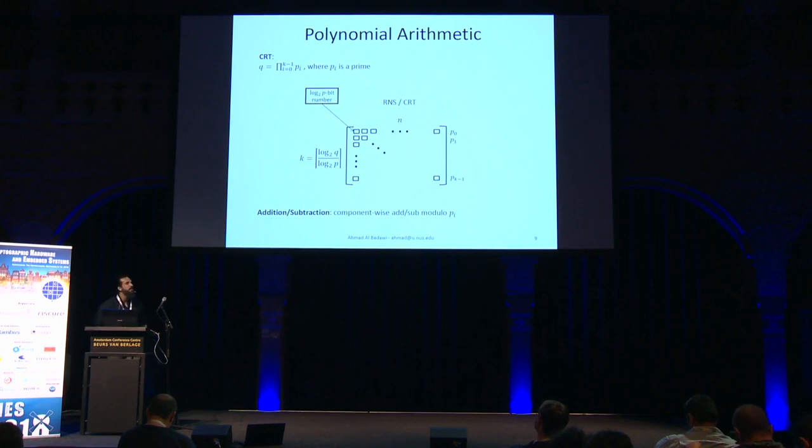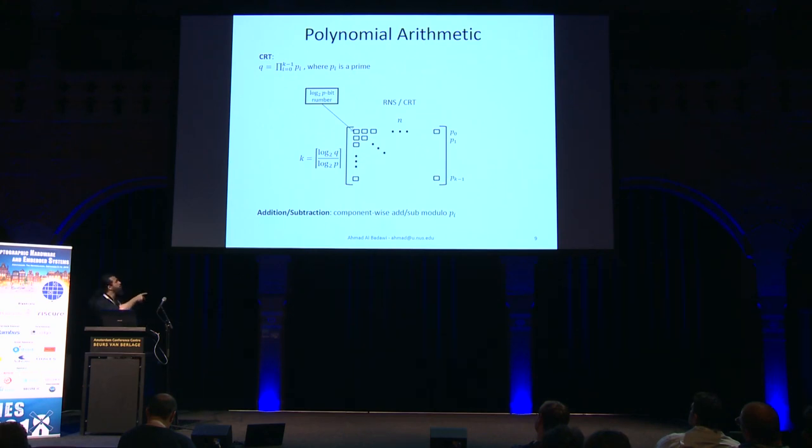So first, let's see how the polynomials would be represented. Now, the Q, which happens to be the polynomial coefficient modulus, we choose it as a smooth number, and it would be the product of many smaller primes, p_i. These primes should fit in the GPU or the execution platform's machine word size. And the polynomial will be represented in this matrix, what we call the RNS representation. It is k by n.